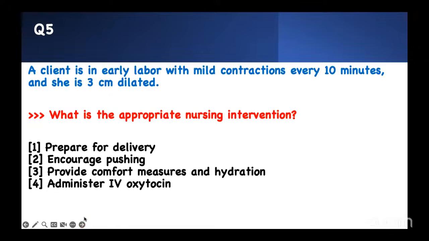What is the appropriate nursing intervention? A client is in early labor with mild contractions every 10 minutes, and she's 3 centimeters dilated. I'm giving you a clue. 3 centimeters dilated. Early. So the buzzwords here are what? Early labor, contracting every 10 minutes, and 3 centimeters dilated. What intervention should you do? I've given you the buzzwords.